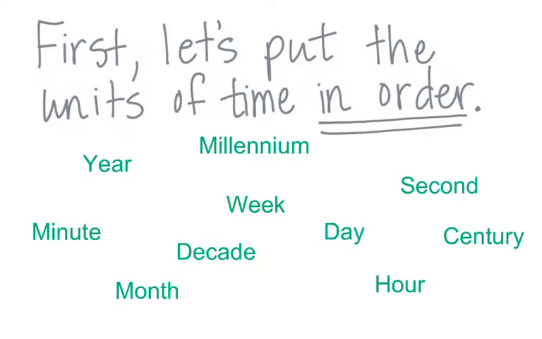So first, take a peek at all of these vocabulary words related to time. These are all different units. And I want you to grab a piece of paper and see if you can list all of these units of time in order, from smallest to largest. Go ahead and pause the video, take a minute to see if you can put them in order from smallest to largest. No peeking at the answers.